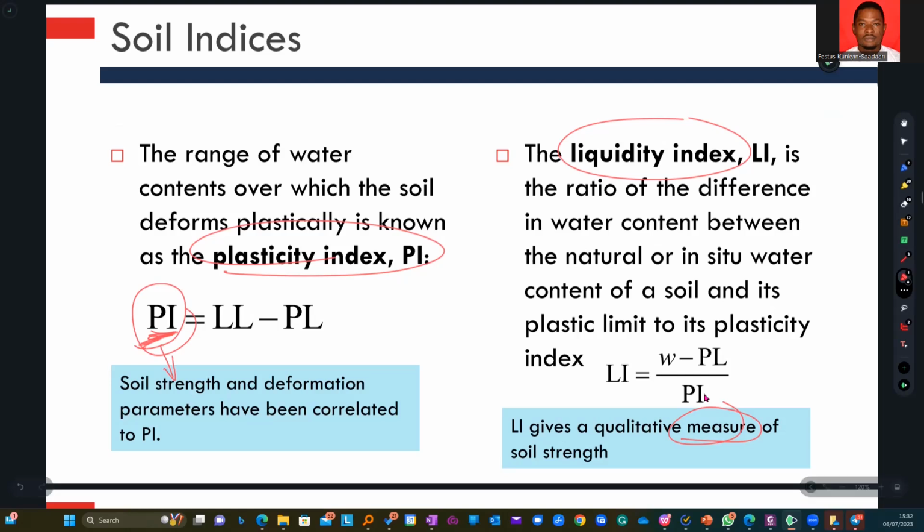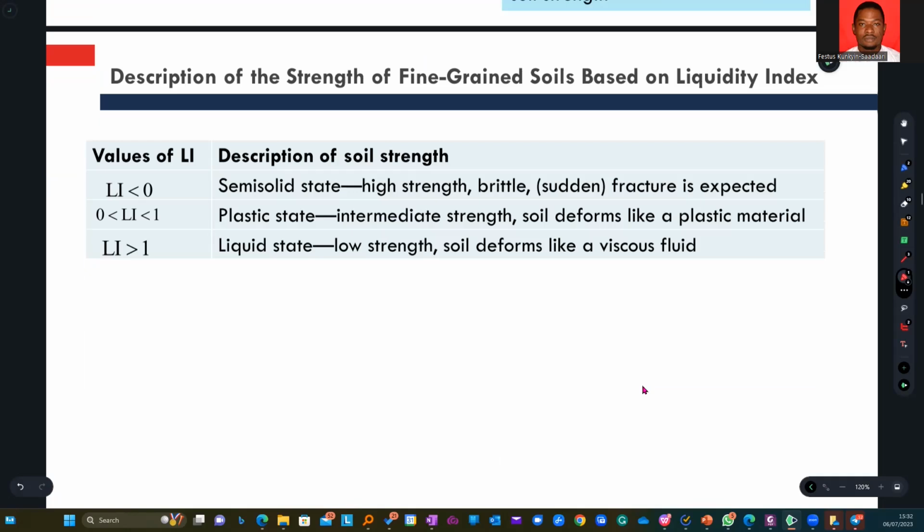While this will give us a quantitative measure of the soil's strength. So now, when I have soil samples and my liquid index or liquidity index is less than 0, then I have what we term as semi-solid state. And at that point in time, your soil will exhibit some high strength and then exhibit some brittle behavior. So the slightest thing, it breaks off, and then sudden fracture is expected.